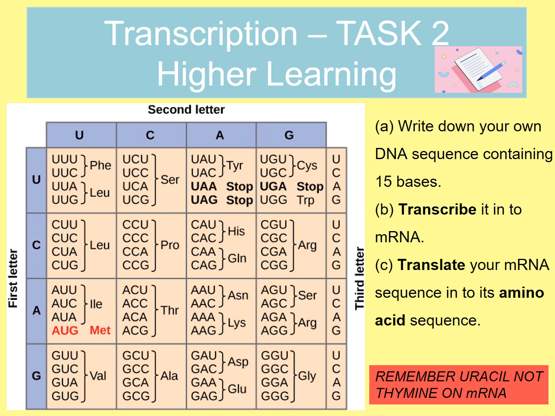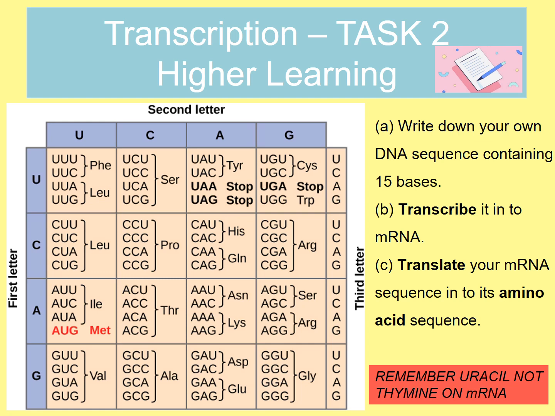Here's another task for you to try, again, just to practice your DNA sequencing, transcribing it into messenger RNA, and then seeing if you can use that table to translate your messenger RNA sequence into an amino acid sequence. So your task is to write down 15 DNA bases. So remember, that's thymine, adenine, guanine, and cytosine.